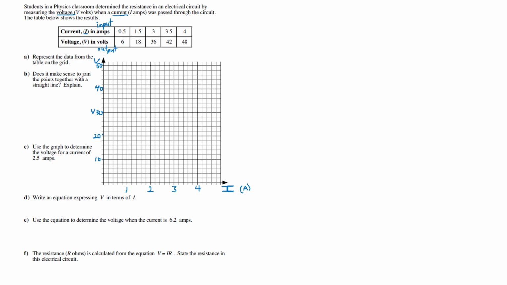Now, we have our first coordinate. I'm going to write these out beside. Got 0.5 amps and 6 volts. So 0.5 is halfway between our 0 and 1. It's right here, and we get 6 volts, right there. Our next coordinate would be 1.5 and 18. 1.5 is right here. 18 is up here. Just double checking that: 10, 12, 14, 16, 18, 20. Okay, that does work out. Perfect. And we'll just keep carrying that on.